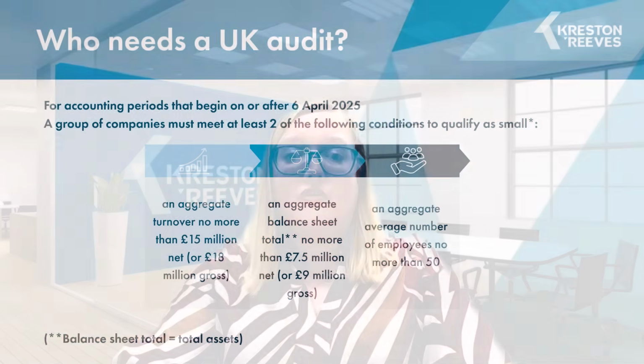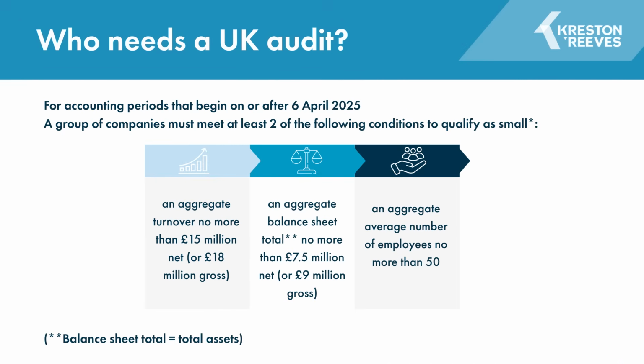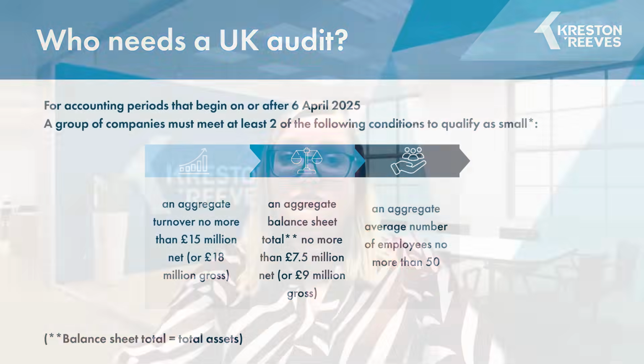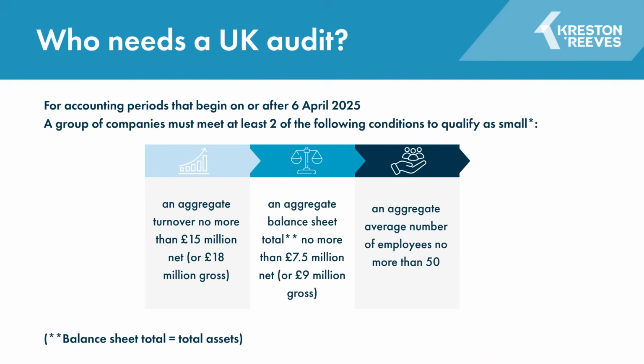So the criteria are aggregate turnover of no more than 15 million net or 18 million gross sterling, a balance sheet total, and that means not net assets, that means total assets. Total assets no more than 7.5 million net or 9 million gross sterling, and an aggregate number of average employees in the year of no more than 50 employees.